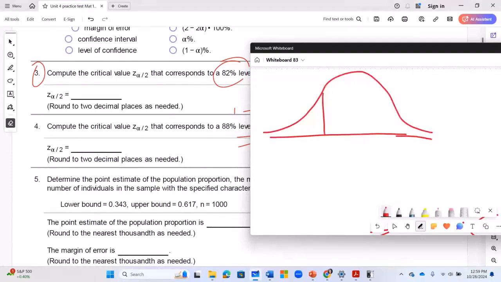Show 88%, 0.88. The area under the normal curve is 1. So this is the area, 88%. They're asking me to find what remains. If I take 88% from 1, or 100 minus 88%, what remains? I know that 100 minus 88% is 12%. 12% divided by 2 is 6%. Therefore, this area right here is 6% or 0.06.